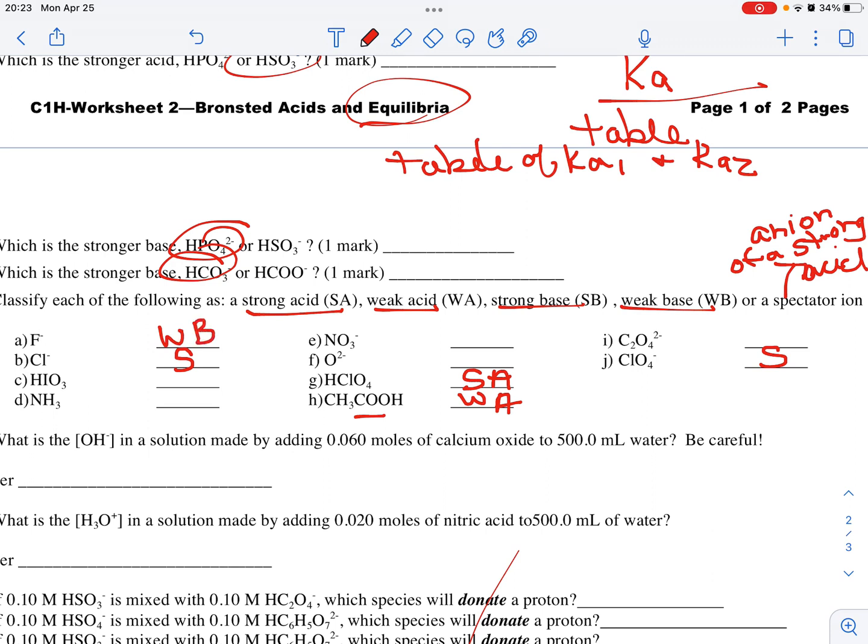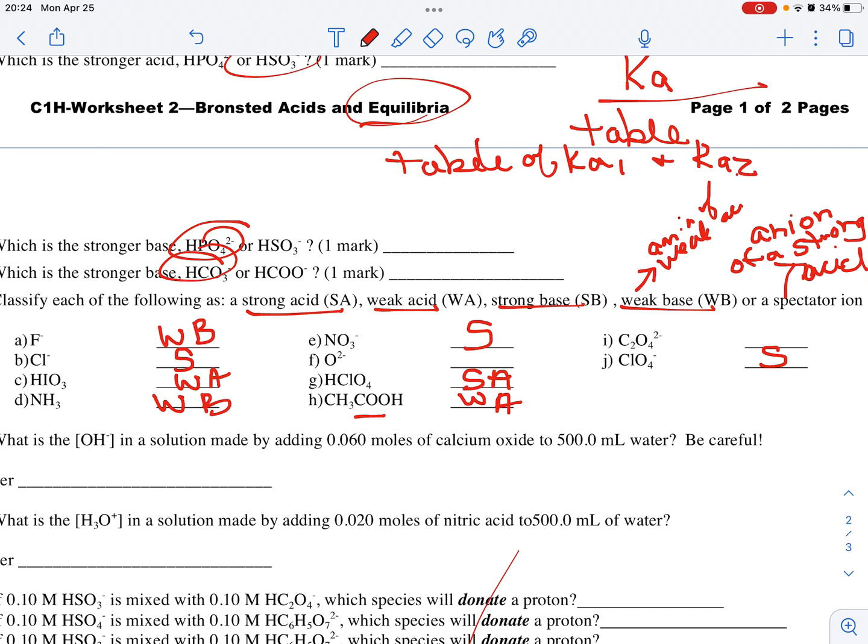because this is the anion of a weak acid. The HIO3 will be a weak acid. This will be a weak base. Ooh, does this look like a... That's going to be a spectator.